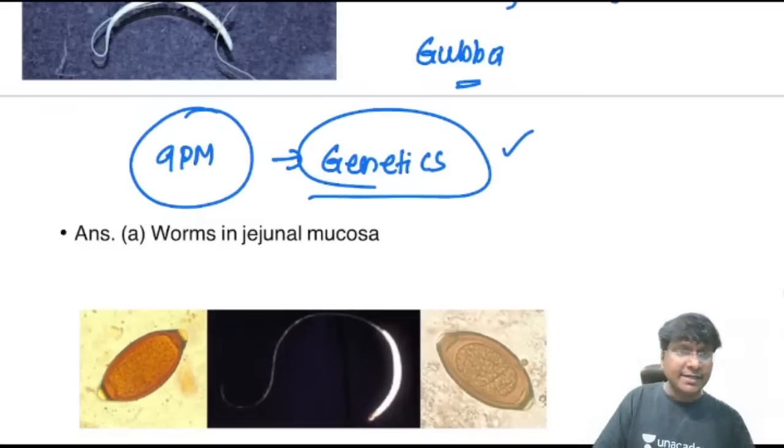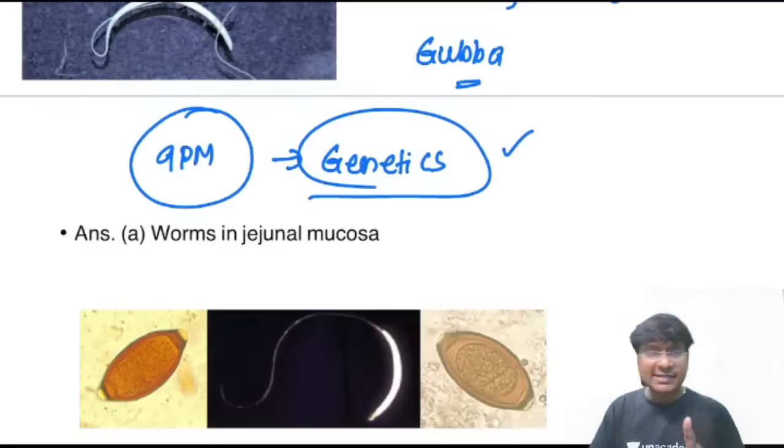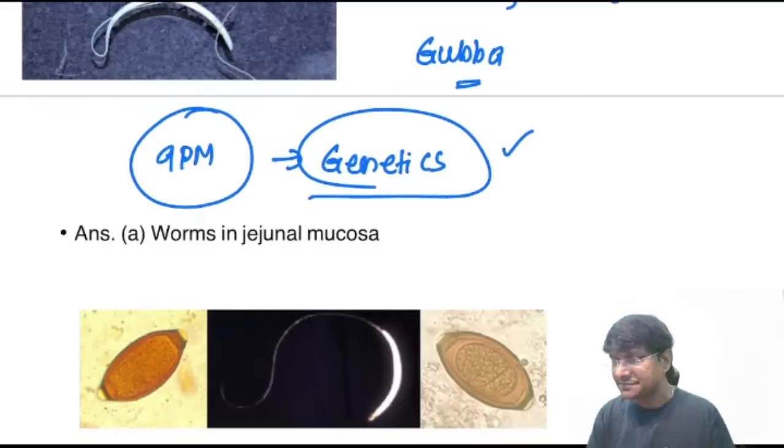Vipul Joshi, see, the string test is done for Vibrio species. Yes, this particular string test is done for Vibrio species.